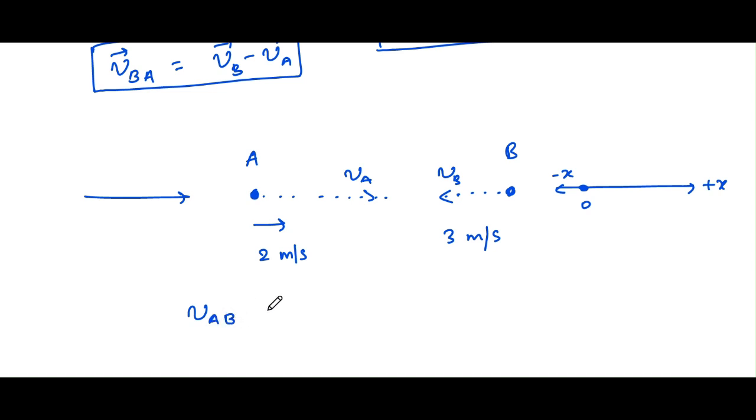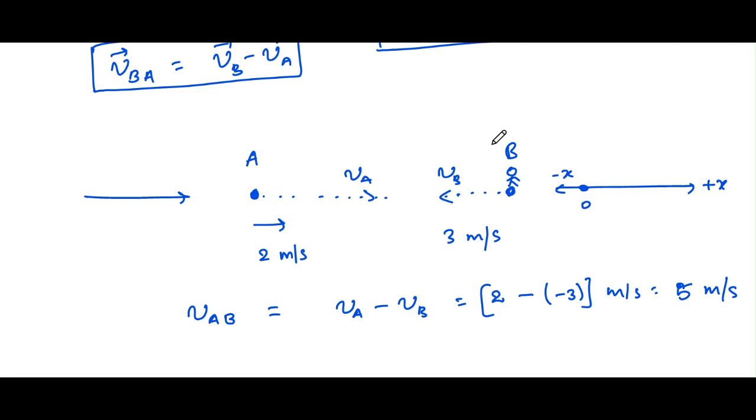So velocity of A relative to velocity of B will be VA minus VB. Physically, it means what an observer will observe if he or she is sitting on body B and observing the motion of body A. So this will be VA minus VB, and VA is 2 meter per second and VB is 3 meter per second, but negative along the negative x direction. So we can write minus 3 meter per second. So it will be 5 meter per second, and here we have a positive sign.